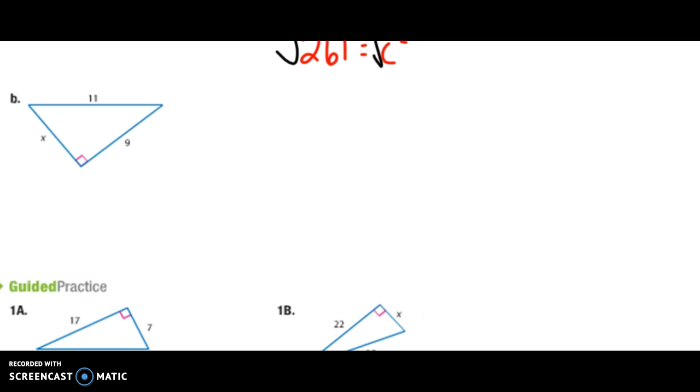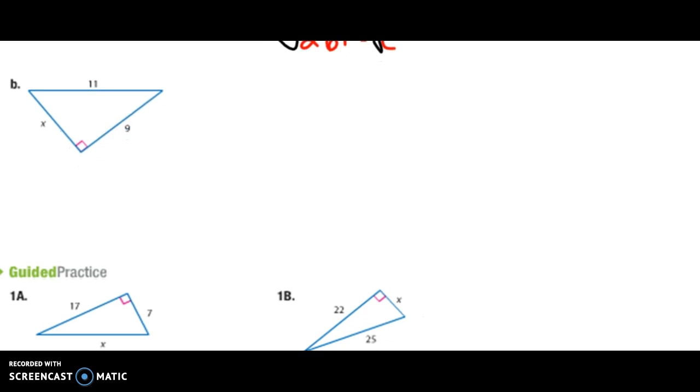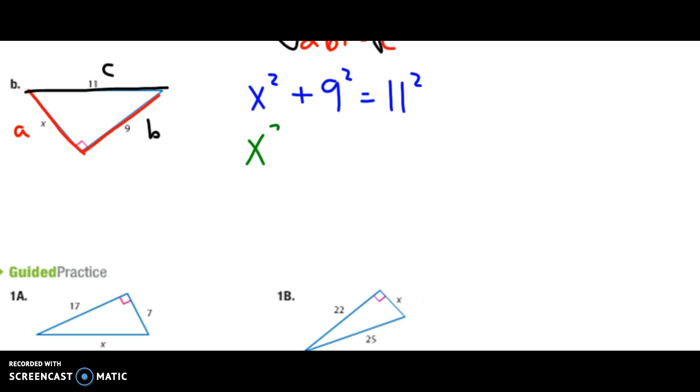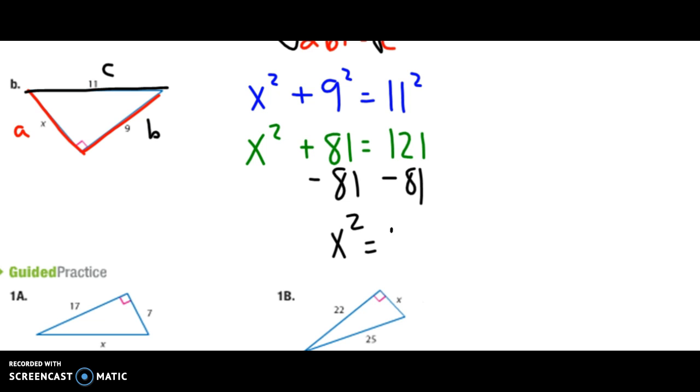So if you look at letter B, you'll see that X right here is not the hypotenuse. Rather, it's one of the legs. So we'll call that A. We know that side B is 9, and the hypotenuse C is going to be 11. So I've set up my equation the same way. A squared plus B squared equals C squared. Except this time I don't know what A is. I do know that B is 9 squared, and I know that C is 11 squared. I don't know what X squared is. 9 squared is 81, and 11 squared is 121. I subtract 81 from both sides, and I find that X squared is equal to 40.